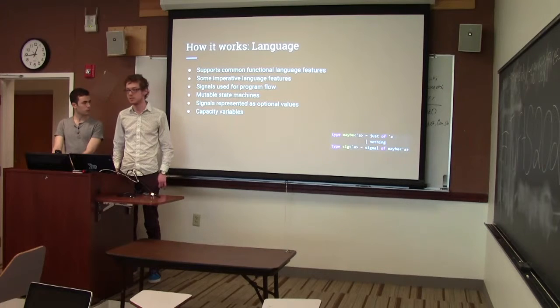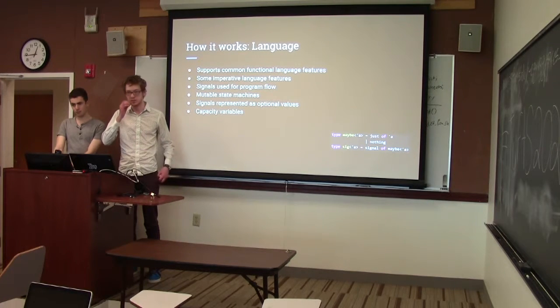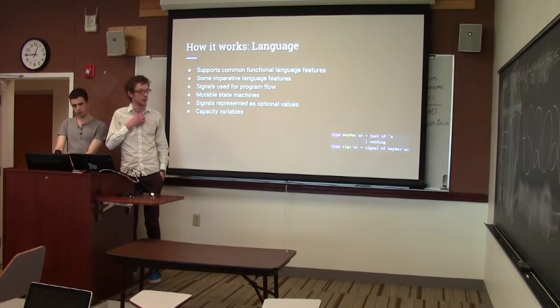And also we have this interesting feature called capacity variables. Basically, at compile time, it will constrain the size of an array, for instance, or any other data structure that you might make. So if you're familiar with things like dependent types, it's sort of like a dependent type system, but where the capacity is all known at compile time.